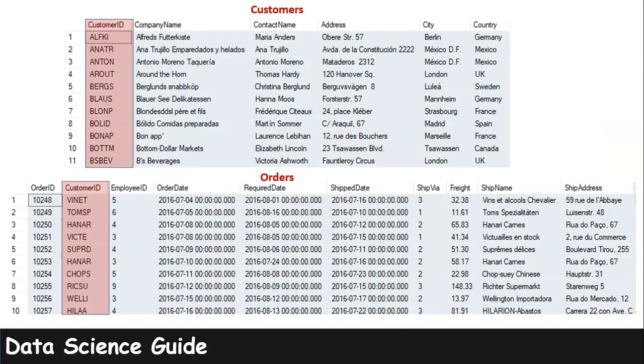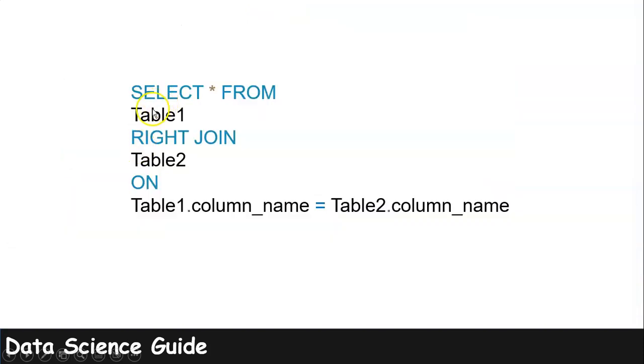And again, we use the same scenario. We'll get everything from orders, but only the matching records or rows from customers table. And again, we have the same syntax, except instead of left join, we type right join. And we don't need to type left outer join or right outer join. It's enough to type left join or right join.